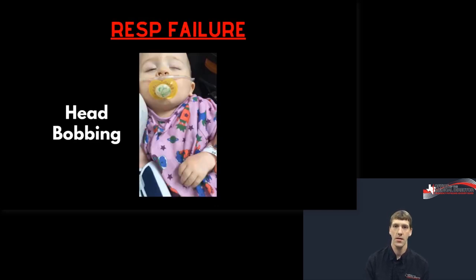Here's some examples, again, less than 15-second videos of some respiratory failure. First is going to be pediatric head bobbing. This is a sign of muscle fatigue. The patient's front muscles of their neck are pulling up their diaphragm and their chest wall while they're fatiguing out their extensor muscles of their neck, and you're going to see the head bob up and down. This is a particularly concerning sign for respiratory failure in infants.